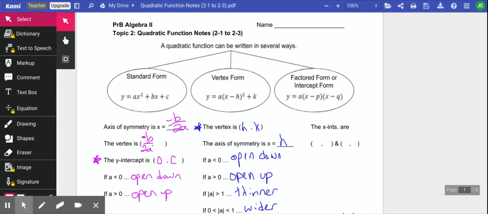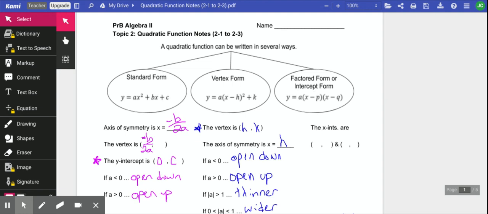The easiest thing to see in standard form was the y-intercept. Okay, c is the y-intercept. And we can find a little bit more information about a there, but that was kind of the key thing. The third form that we have is called the factored form. It's also called the intercept form. So it's when you take the standard form and you factor it. And it might look something like this, okay?